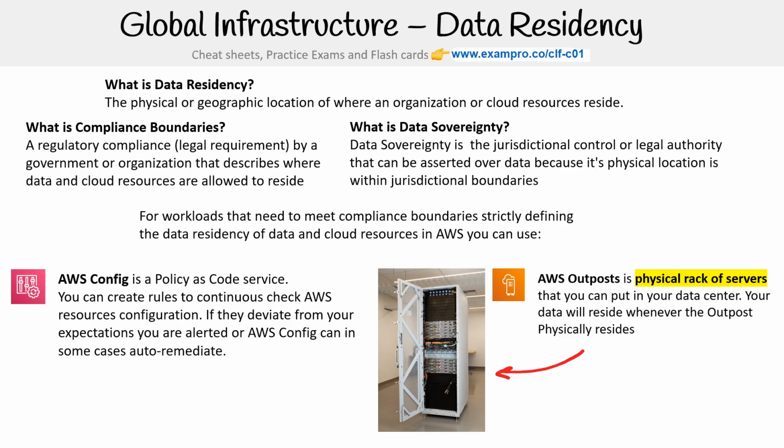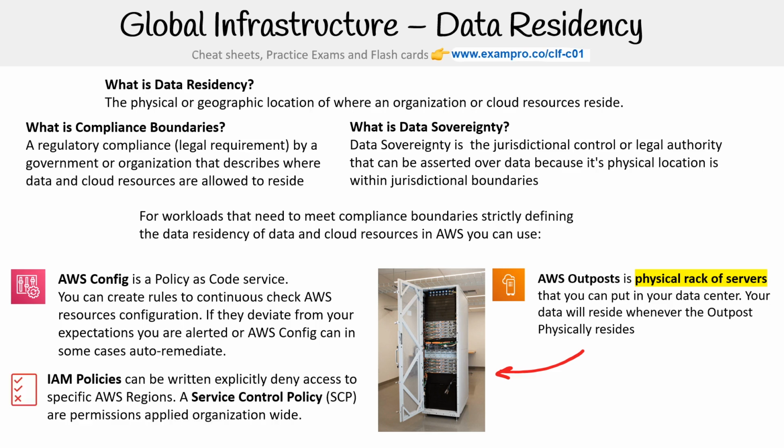Now, if you want to prevent people from doing it altogether, that's where IAM policies come into play. These can be written explicitly to deny access to specific AWS regions. This is great if you're applying it to users or roles, but if you wanted to have it organization-wide across all of your AWS accounts, you can use something called a service control policy. That is just an IAM policy used within AWS Organizations that makes it organization-wide.